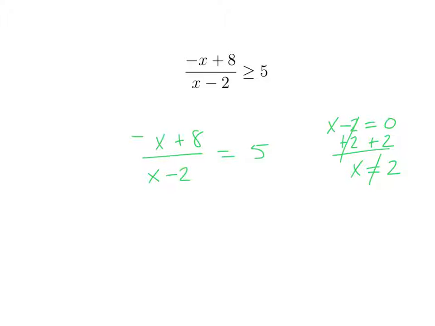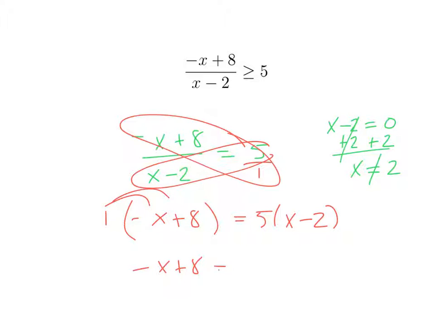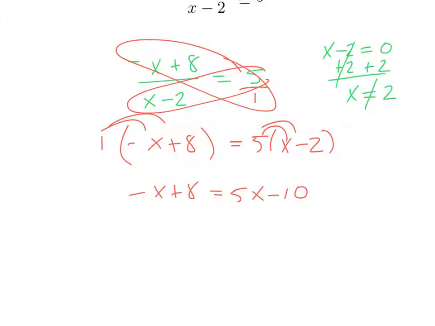I'm going to do this one a little bit differently by putting 5 over 1 and cross multiplying, which is completely valid. So negative x plus 8 times 1 equals 5 times x minus 2. This 1 goes in, we get the same exact thing, and I get 5x minus 10. I'm going to go ahead and solve by adding x over and adding 10.